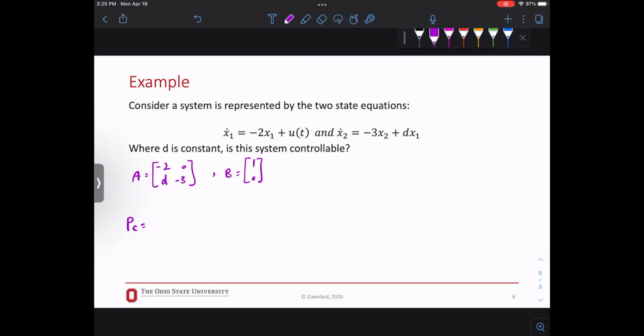You don't have to write this state space representation. All you need is matrices A and B, which we found in the previous slide. So we need to create PC. You don't know how to find the determinant? Go to the preferences slide.